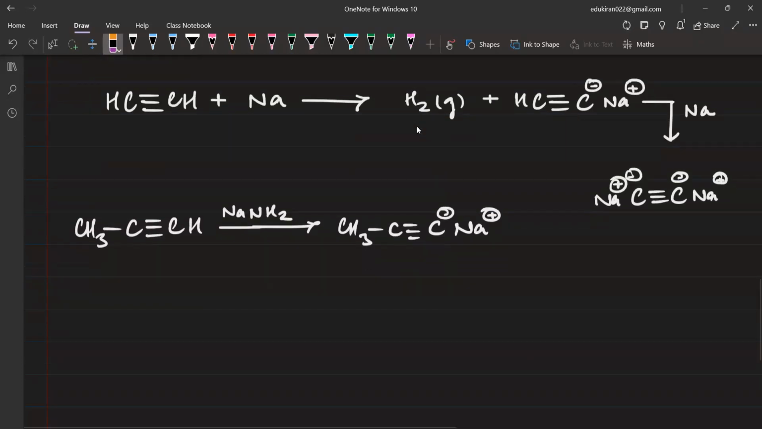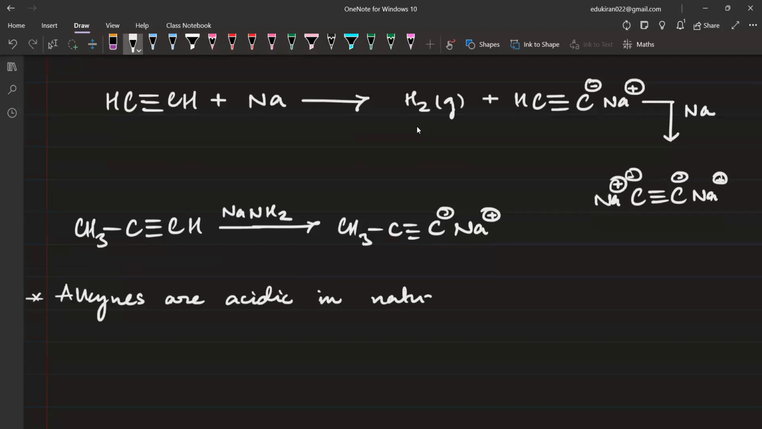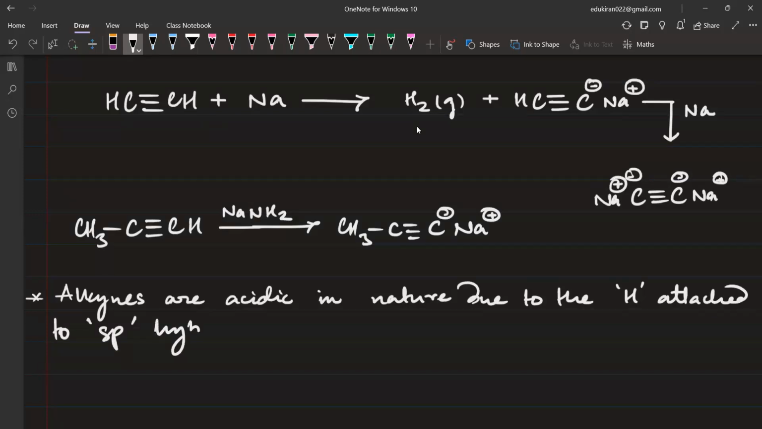Now write it with me. Alkynes are acidic in nature due to the hydrogen attached to the sp hybridized carbon atom.